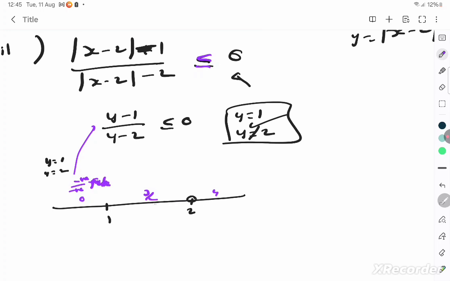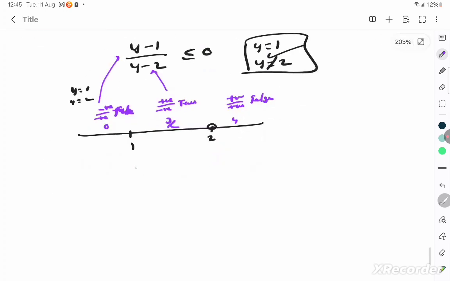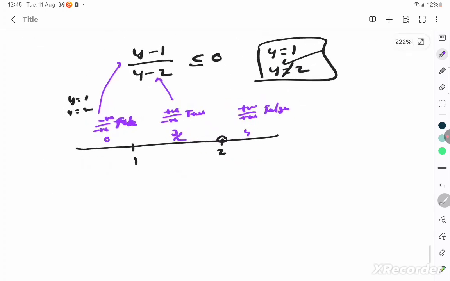Let's go next. Put 3 by 2 here. 3 by 2 minus 1 is positive. 3 by 2 minus 2 is negative. Numerator is positive, denominator is negative, so it is true. Let's take this example, 4. Numerator is positive, denominator is also positive, which is again false. So the only interval that satisfies this whole condition is from 1 to 2.